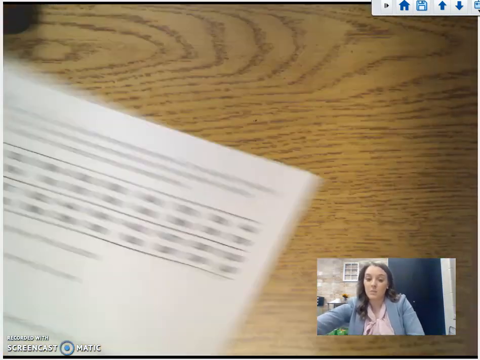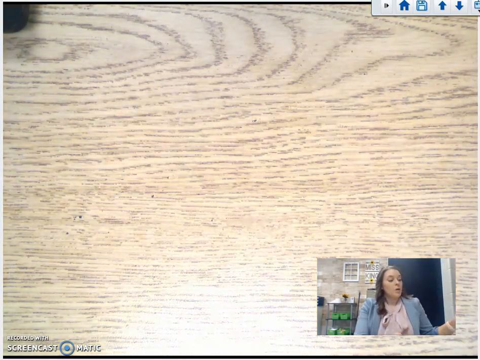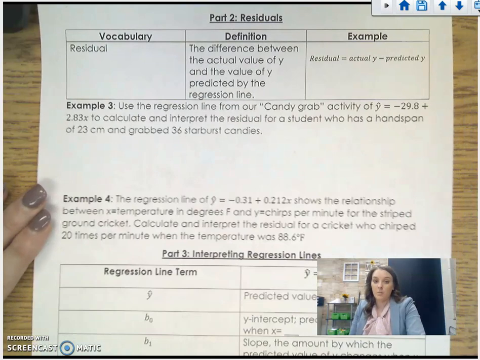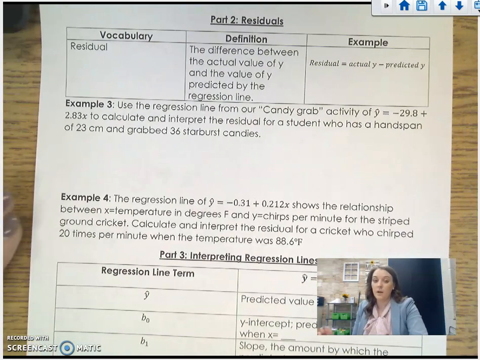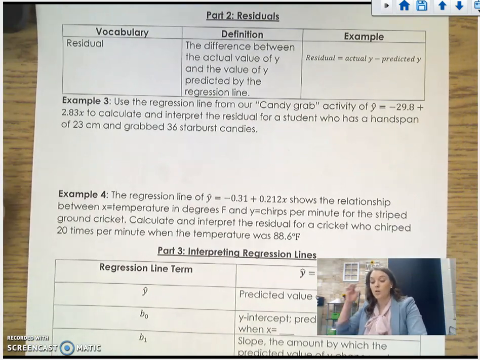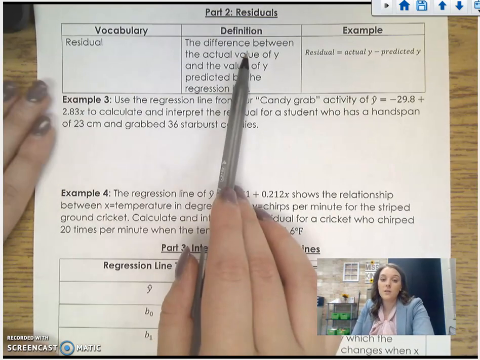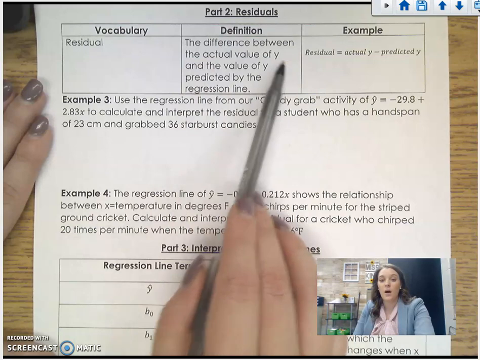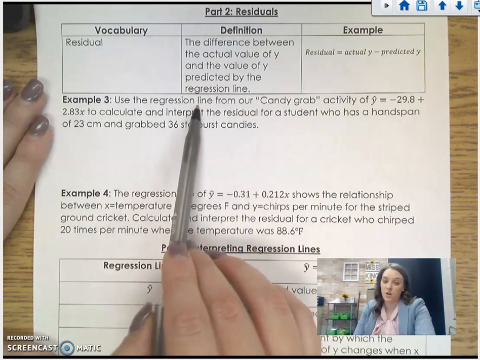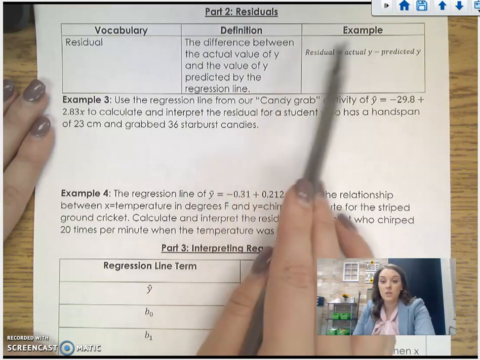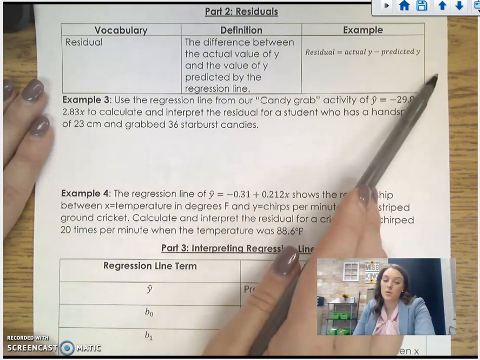On the next page, we begin to talk about residuals. Residuals are going to be very important moving forward, because residuals are used to calculate your least squares regression line. A residual is the difference between the actual value of y and the value of y predicted by the regression line. So basically, the easy formula is: the residual equals the actual minus the predicted.